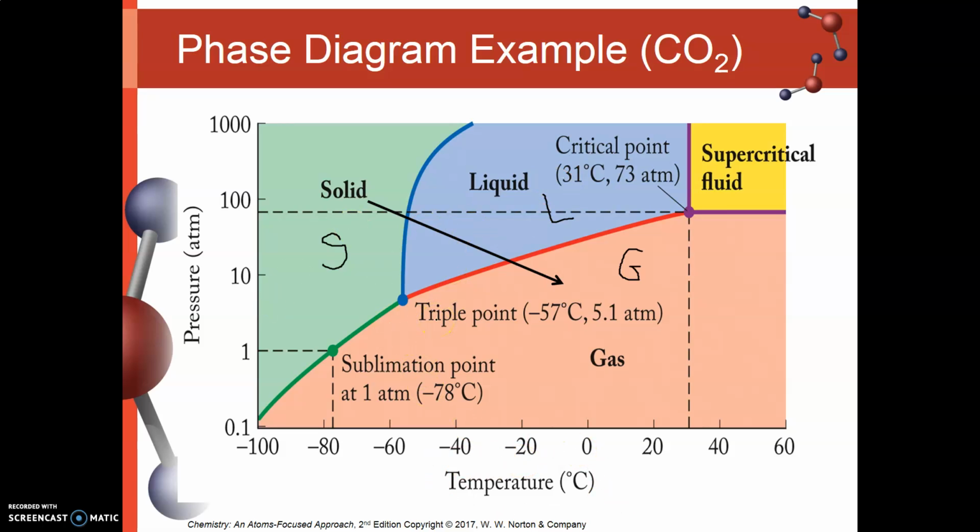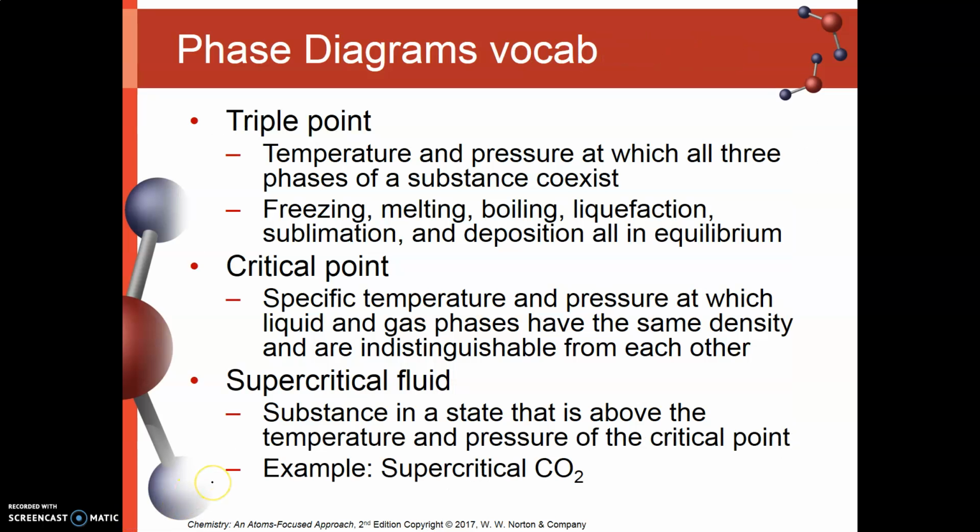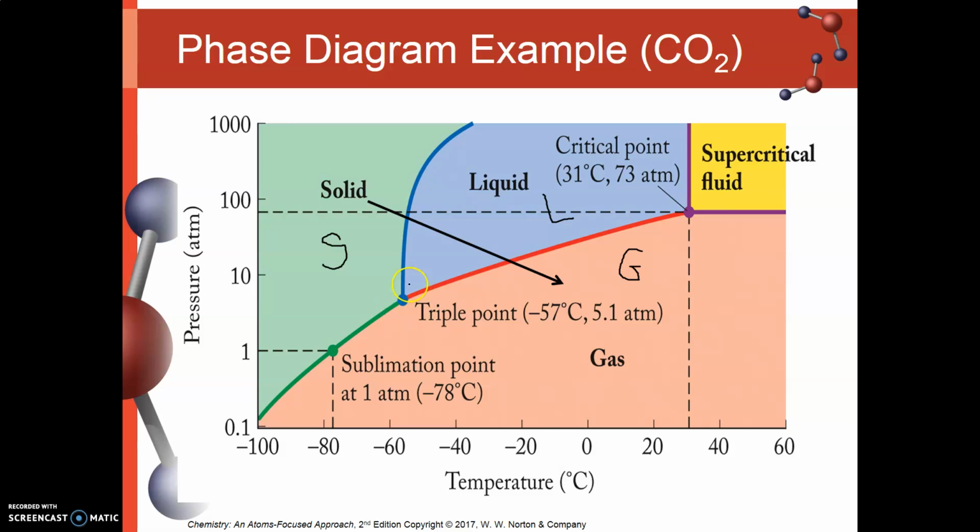Now, about some of those other key points. So if we go back here, the triple point. The triple point is a unique point in a phase diagram where we have the interaction of all 3 phases of matter at the same time. So going back here, our triple point is at this spot right here, which the diagram tells us is negative 57 degrees Celsius and 5.1 atmospheres of pressure. At this particular set of conditions, we see all 3 phases of matter at the same time.